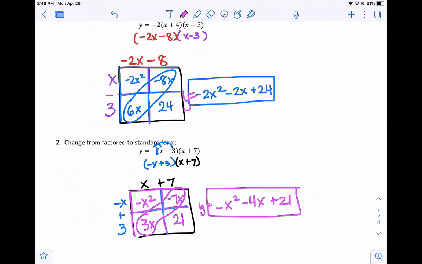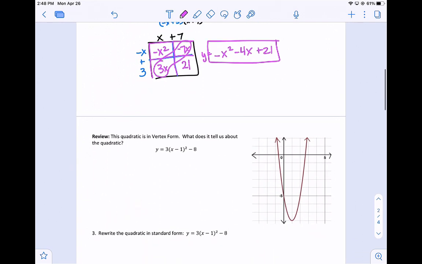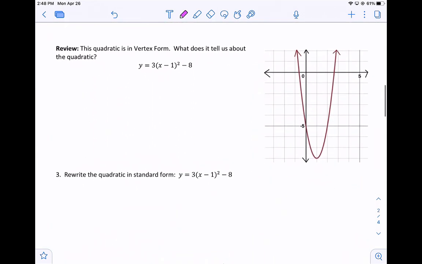Okay, so that is changing from factor to standard form. You just multiply any 2 together first, and then take that answer and multiply it by the third thing, combine like terms. So our last form that we're going to talk about today is vertex form.